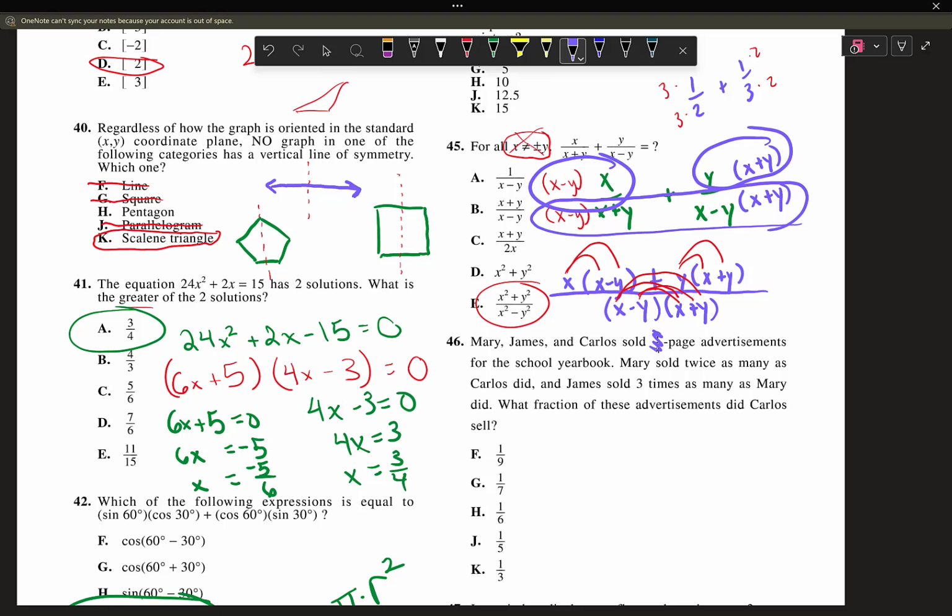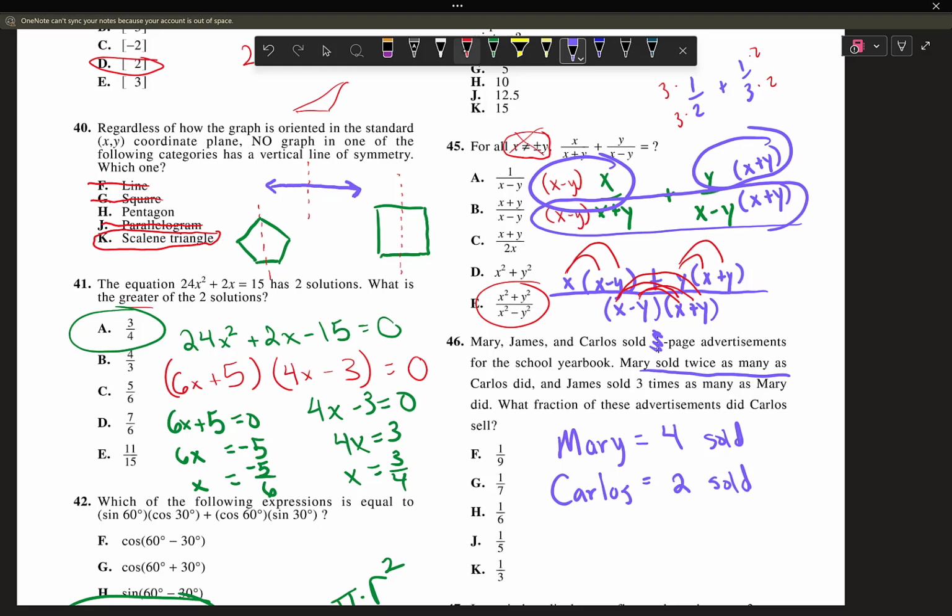Sometimes these questions confuse me a little bit when we're talking about all sorts of different unknowns among 3 different people. So what I like to do is just make up numbers. Mary sold twice as many as Carlos did, so let's just make up a number for Mary and Carlos. As long as it satisfies this statement, we're good. So let's say Mary sold 4, which means Carlos sold half that, 2.